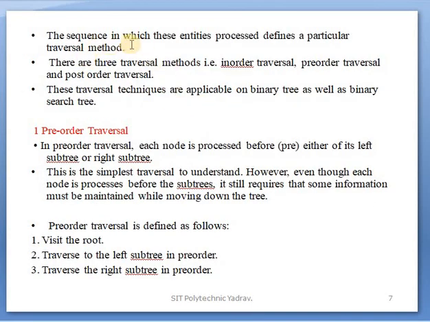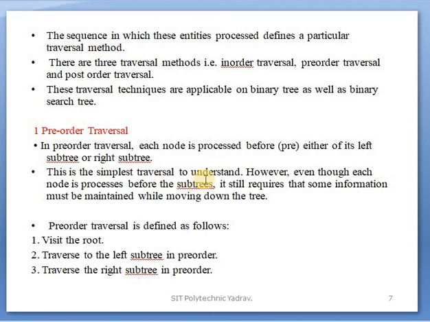Next point, the sequence in which these entities are processed defines a particular traversal method. There are 3 traversal methods. First, in-order traversal, pre-order, and after that post-order. These traversal techniques are applicable on a binary tree as well as a binary search tree. The first method is the pre-order traversal. In a pre-order traversal, each node is processed before either of its left subtree or right subtree.